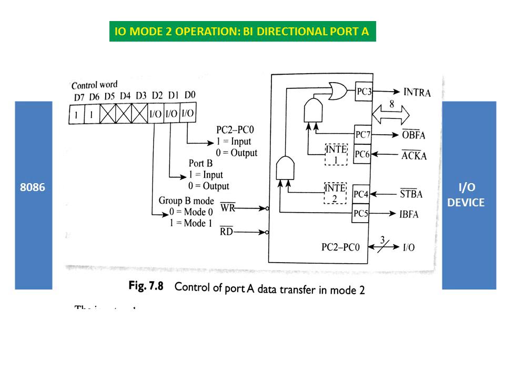So like this, the same port A is used as bidirectional, meaning it can send data from the 8086 processor to the I/O device, and from the I/O device to the 8086 processor, through port A. That's why port A is known as bidirectional.